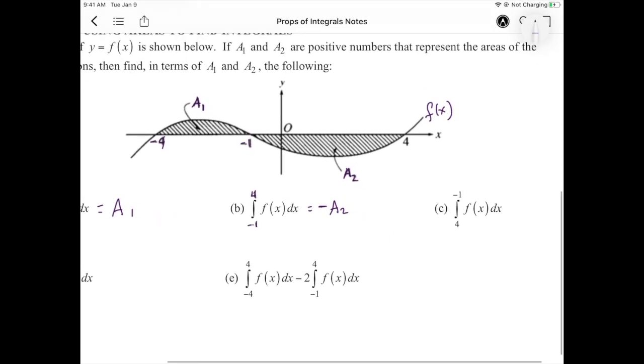Alright, so in C they kind of try to trick us. So in C the integral goes from 4 to -1, which means I'm going in reverse. So we talked about in the last video when we go in reverse, it will become negative whatever it is. So it's negative negative A2, which is positive. So that one becomes positive because we went in reverse.